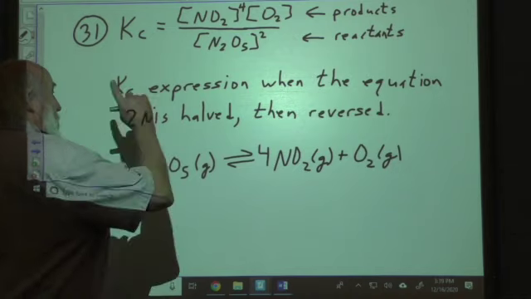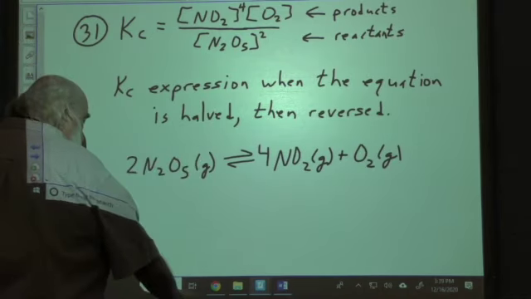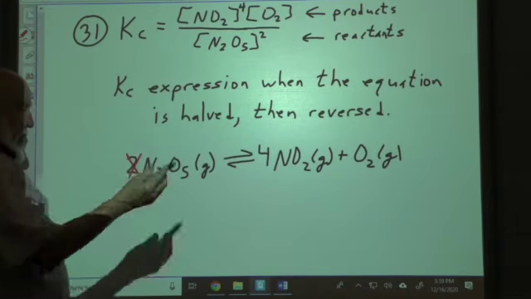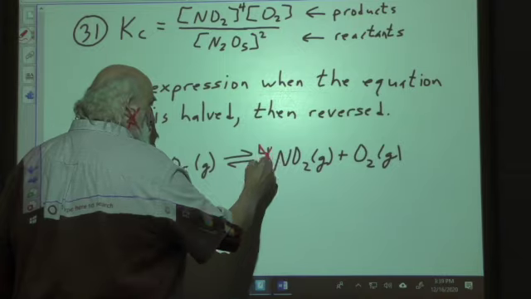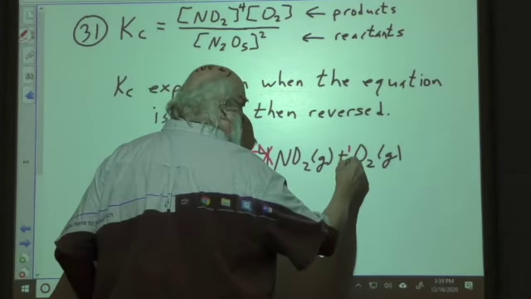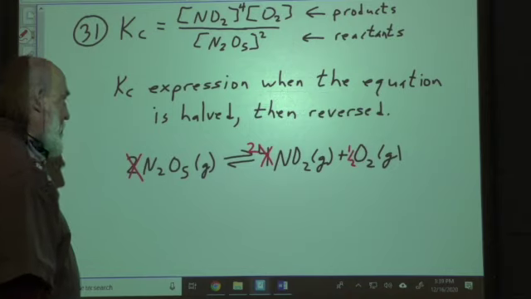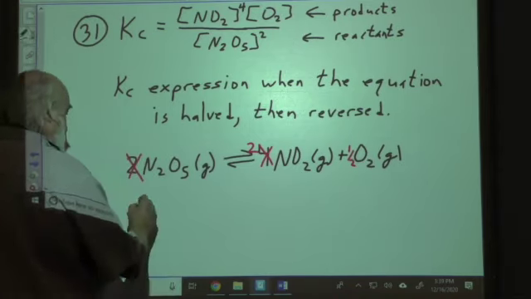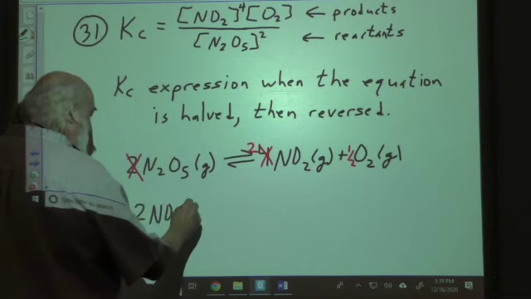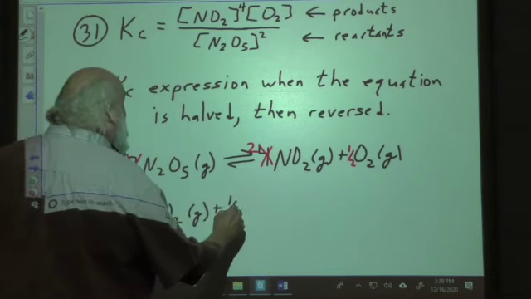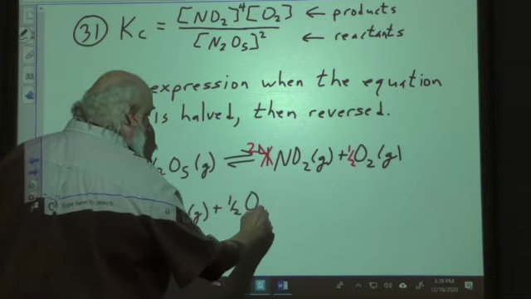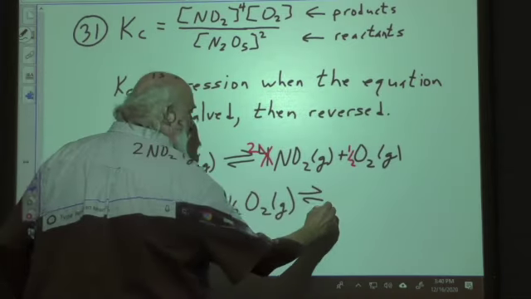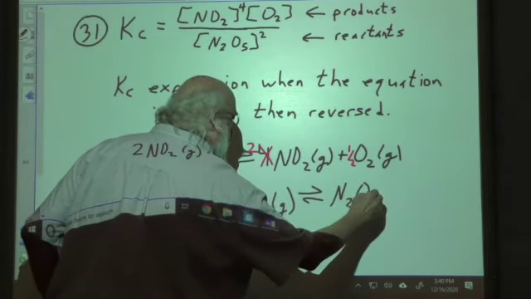So, first thing you want us to do is halve everything. So, half of 2 is 1, so we just leave it like that. Half of 4 is 2. And then we put a 1/2 right here. It's half of 1 is half. The next thing you want to do is reverse the reaction. So that means 2 NO2 gas plus 1/2 O2 gas, double arrow, and then N2O5 gas.